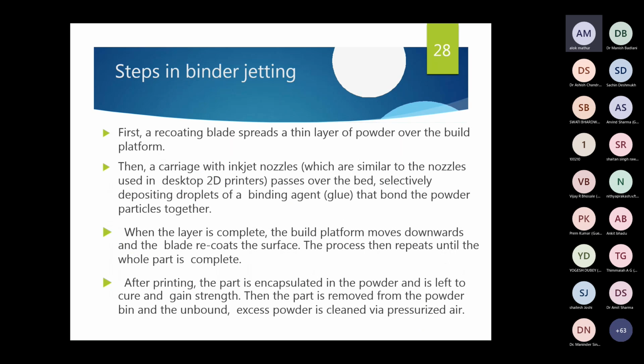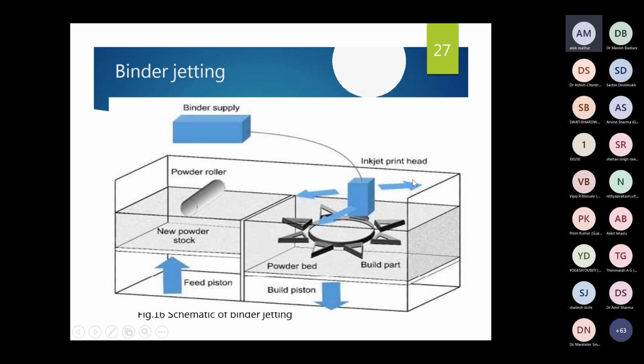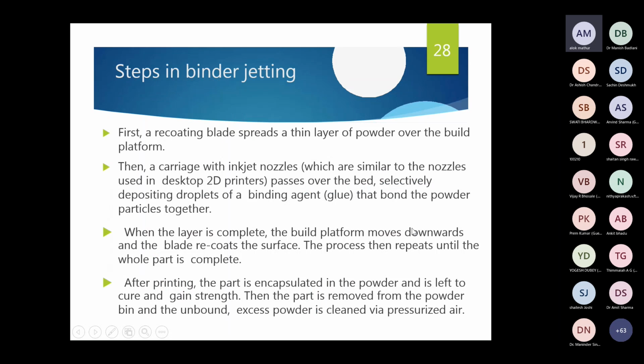Now, what are the process steps of binder jetting? First, a recoating blade spreads a thin layer of powder over the build platform. So on the platform, we deposit a thin layer with a recoating blade. Then a carriage with inkjet nozzles, as you can see in the diagram, passes over the bed, selectively depositing droplets of a binding agent.